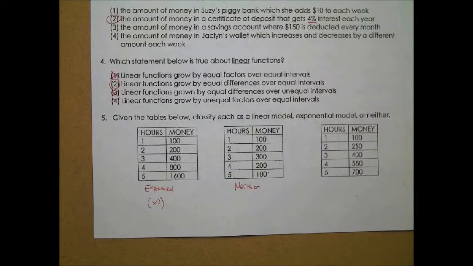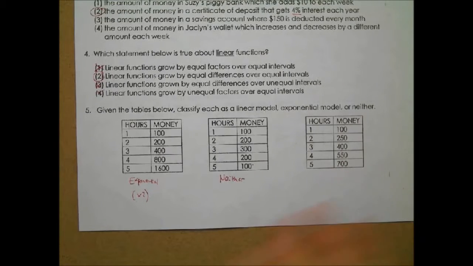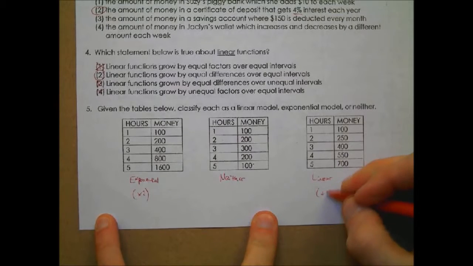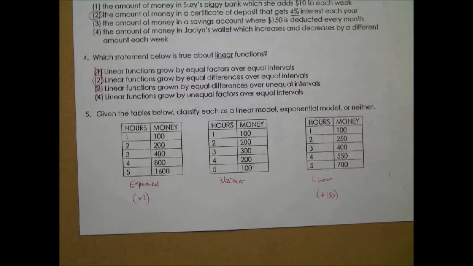All right, last one, linear, exponential, or neither. Linear, because we are what every time? Plus 150. 150. Yes, go ahead.